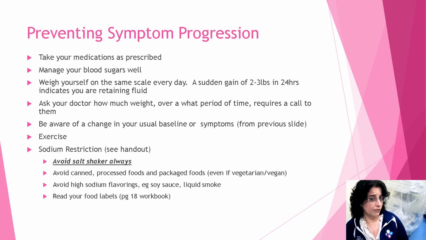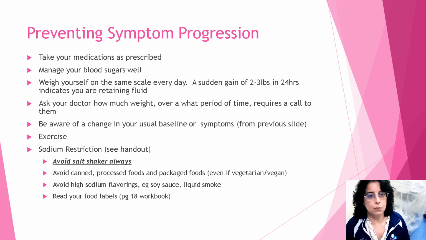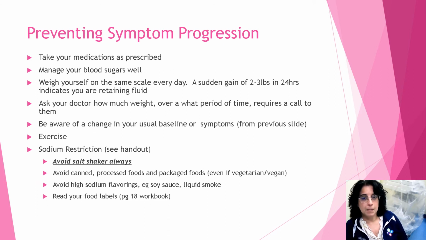So how do we prevent symptom progression? What do we do if we start to notice that there's a change? So first and foremost, before there's even symptoms, take your medications as prescribed, manage your blood sugars well. As we noted before, weigh yourself on the same scale every day, and a sudden gain of 2 to 3 pounds in 24 hours indicates you're retaining fluid. Those are all things that you should be doing to avoid the symptoms altogether.